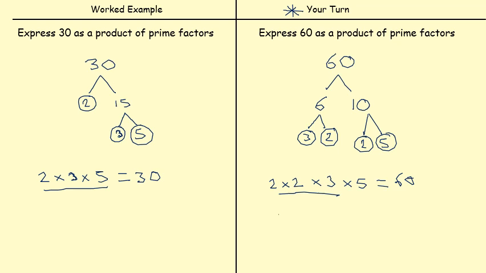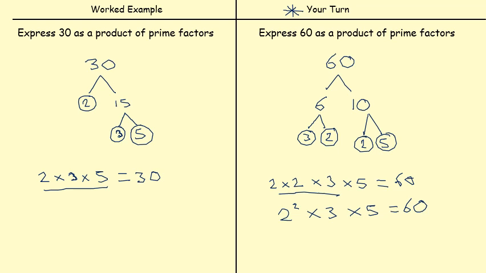We could also write that as 2 to the power of 2 multiplied by 3 multiplied by 5, which is the same thing, but where we've got a number multiplied by itself, we can write that as a power. So 2 times 2 is the same as 2 to the power of 2.